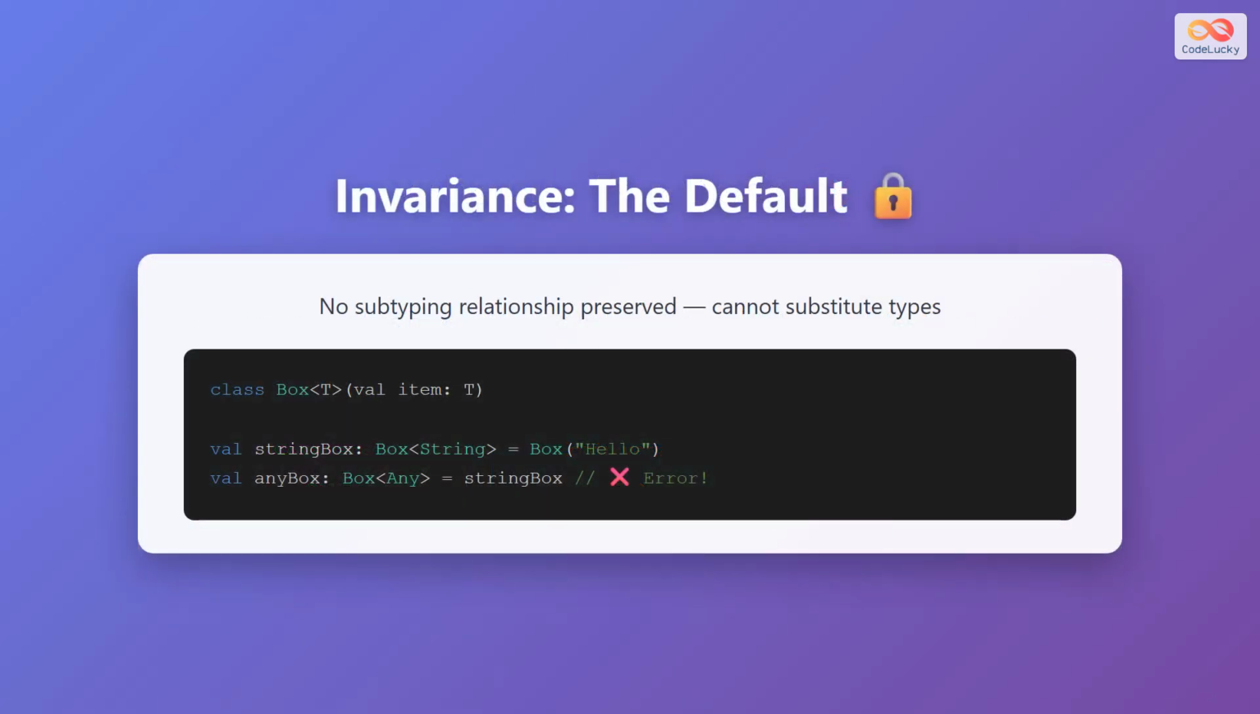Let's start with invariance, which is the default behavior for generic types in Kotlin. With invariance, no subtyping relationship is preserved, meaning you cannot substitute one type for another even if they have a parent-child relationship. For example, here we have a simple box class with a generic type parameter T. We create a string box of type Box of String. Now, even though String is a subtype of Any, we cannot assign string box to a variable of type Box of Any. This will result in a compilation error. This strict behavior exists to prevent type safety violations.